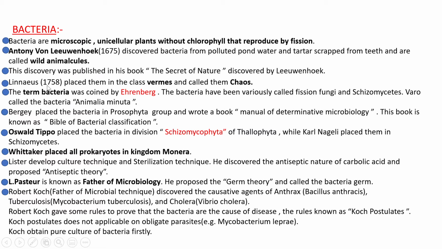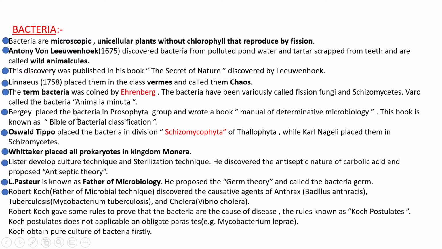Linnaeus in 1758 placed them in the class Vermes and called them Chaos. The term bacteria was coined by Ehrenberg. This is very important from the point of view of the exam. The bacteria have been variously called fission fungi and schizomycetes. Varro called the bacteria Animalia minuta.